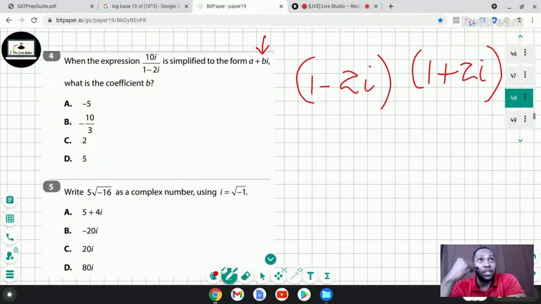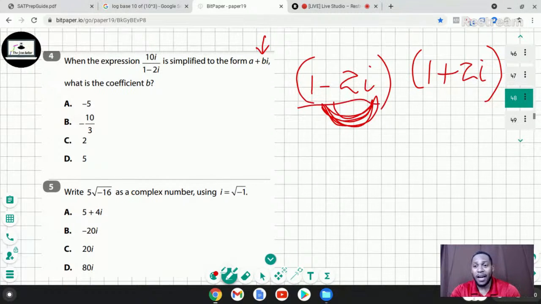And in order for us to do that, we just got to multiply the top of the expression and the bottom of the expression, which is the numerator and the denominator, by the conjugate. All you have to do is find the conjugate. Whatever is in the denominator, you change the sign of what's in front of the i. So I had 1 minus 2i. The conjugate will be 1 plus 2i. Easy, right?